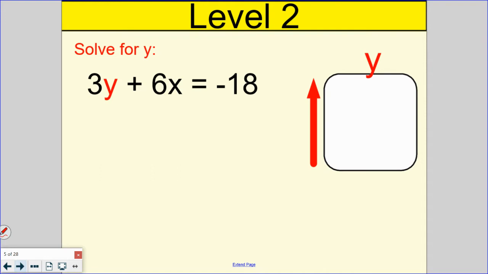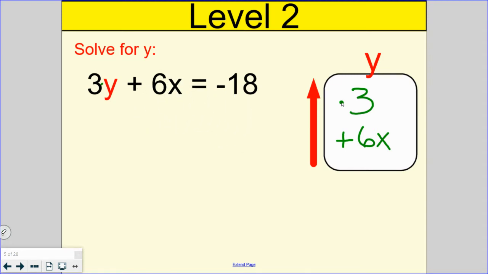All right, so we're going to do our same steps. The first thing that's happening to our y is being multiplied by 3. And then the next thing that was happening with our y is we were adding 6x. We're adding that whole term. All right, so we're writing them both down. And we're going to do our same steps. We're going to still solve this by doing the opposite operation backwards.